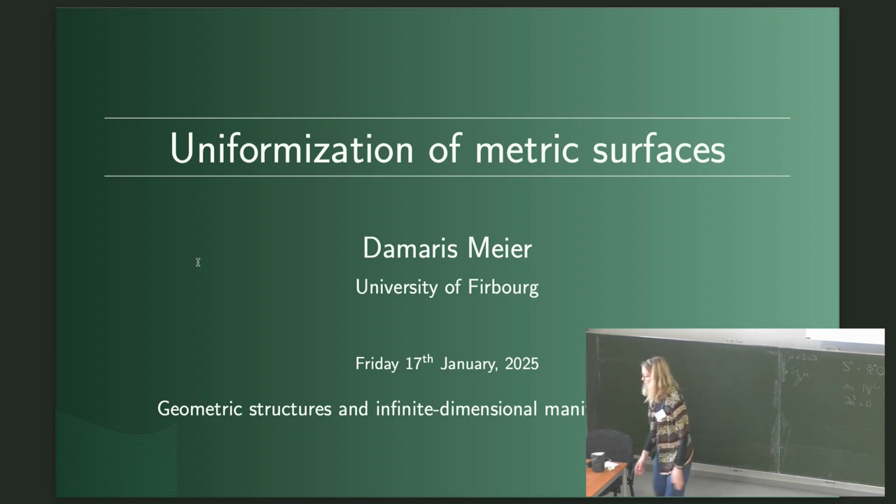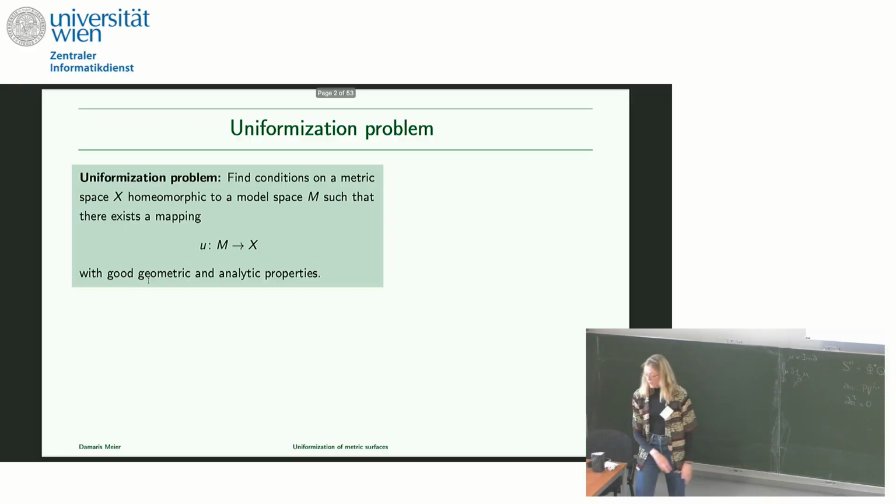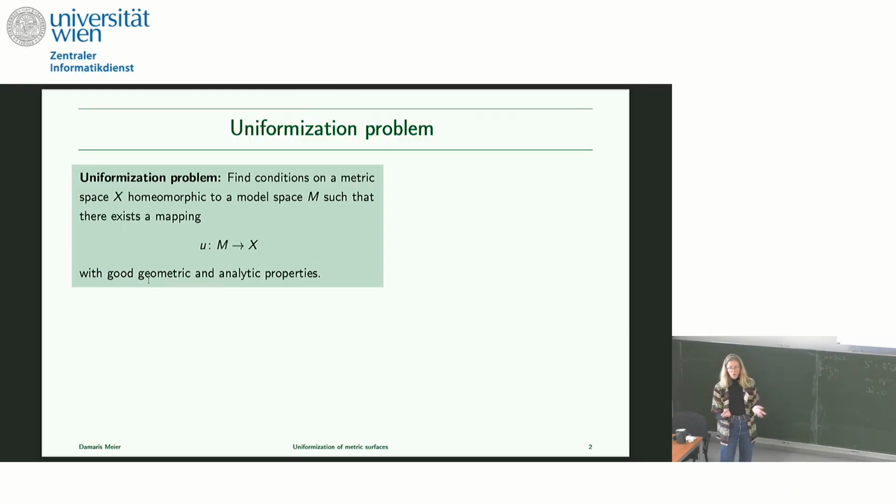quasiconformal mappings. Okay, the problem around which this talk evolves is the uniformization problem. And so it can be phrased as follows. We have a metric space X, which is homeomorphic to some model space M. And we want to find conditions on X such that there exists a sort of parametrization that behaves nicely from a geometric and analytic point of view.